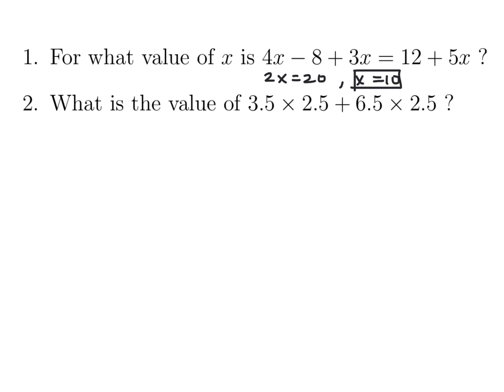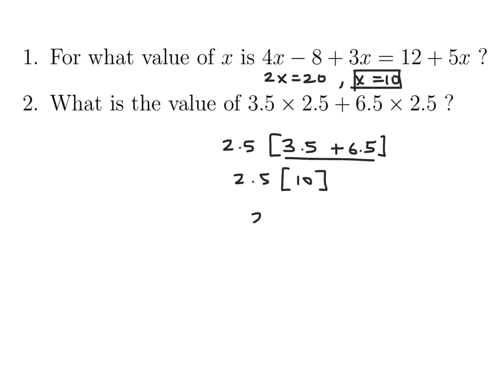What is the value of 3.5 times 2.5 plus 6.5 times 2.5? We can factor out a 2.5, and when we do, we get 3.5 plus 6.5, and 2.5 times this. This in the brackets is 10, I believe, so that would be 25.